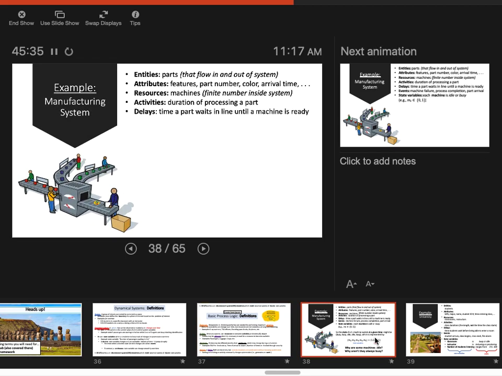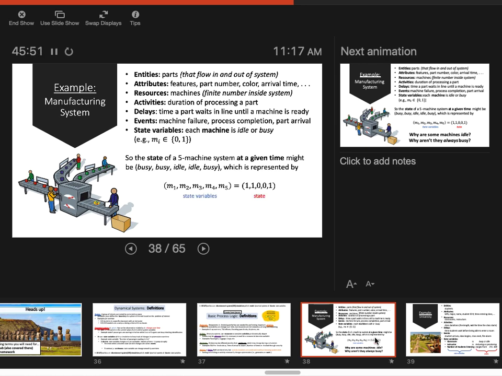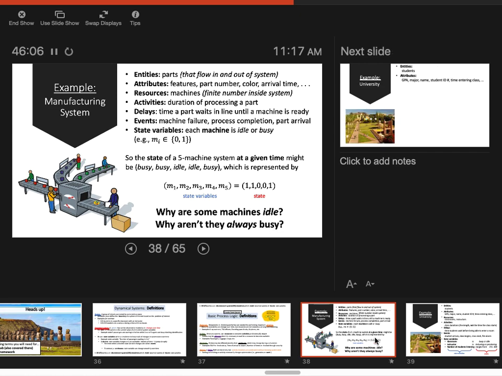So yeah, activities and delays. A delay is the time the part waits in line until the machine is ready. State variables, so we could have a variable representing for each machine whether it's busy or idle. So together, if I have 5 machines, I might have these 5 state variables, or a state vector, if you like, and those together encode the state of the system, where the current state says there are 3 machines that are busy and 2 that are idle. So we might ask, why are some machines idle? Why aren't they always busy? And that goes back to these delays.